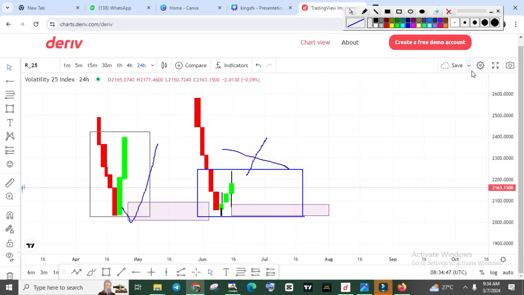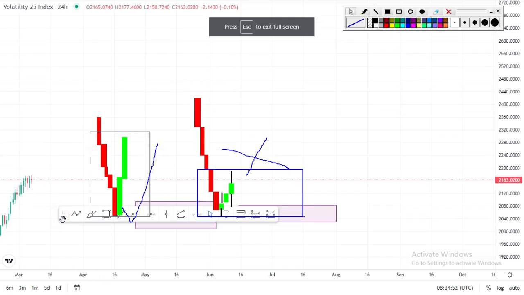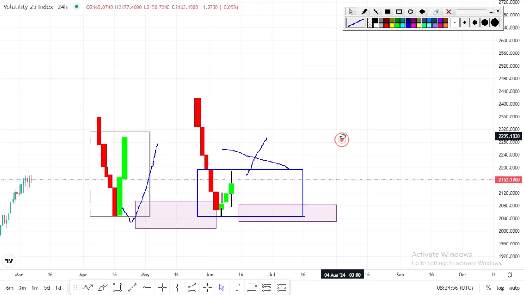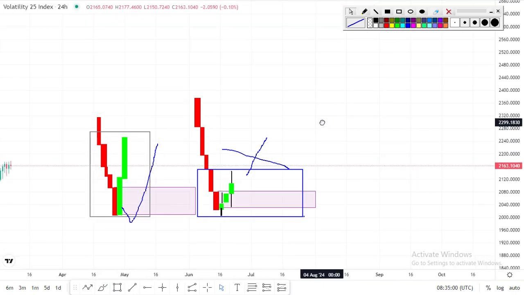All right, I purposely left this particular sketch because you will see the reason why we needed this particular candlestick formation. Okay, so what is fair value gap? It's simple guys, very simple.